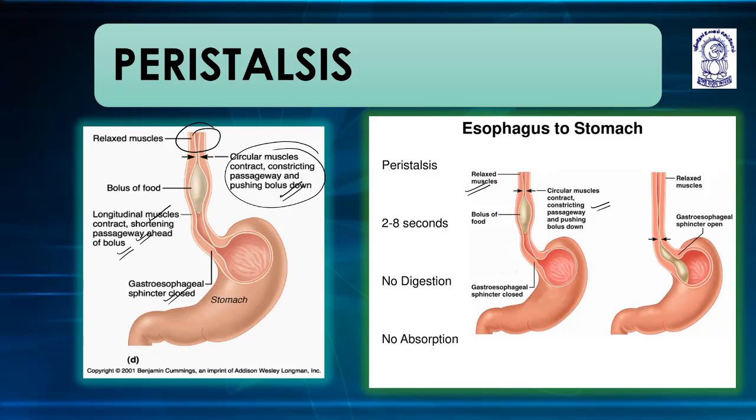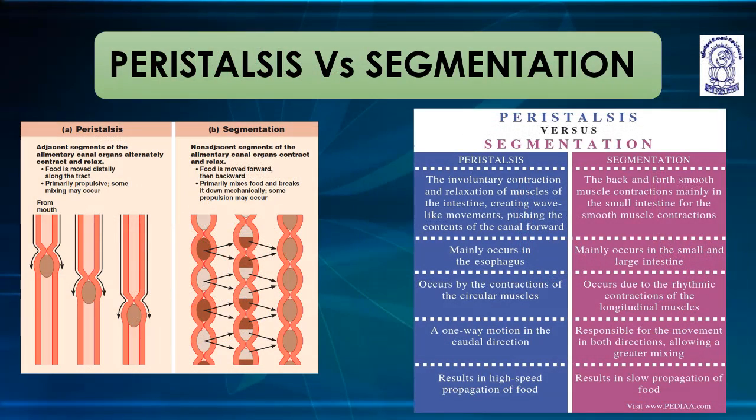Peristalsis and segmental movements, these two types of movements you will come across, and there is a difference between peristalsis and segmentation. In peristalsis, the adjacent segments of the alimentary canal organs alternately contract and relax. Food is moved distally along the tract. Very important, the distal movement of food is seen. The primary movement is propulsive, and then some mixing may occur.